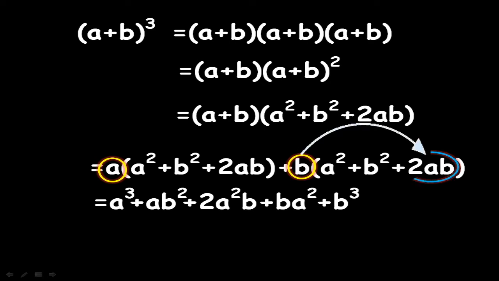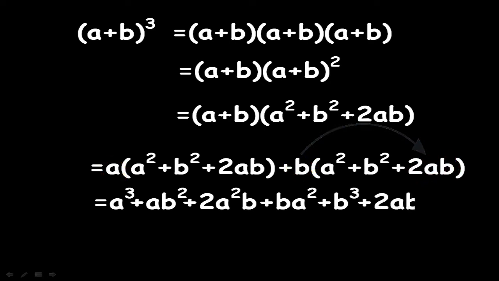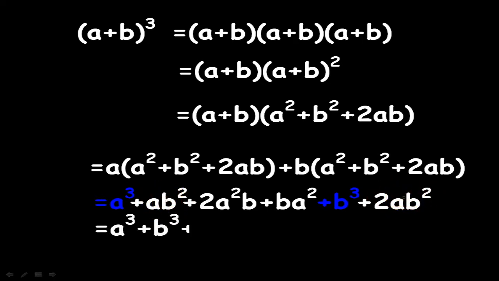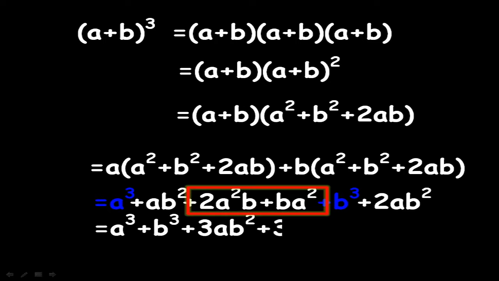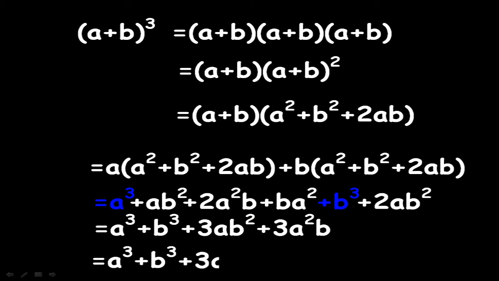Next we observe like terms, which are a square b and ab square. First we write cube of two terms, which is a cube plus b cube, then 3 times a square b and 3 times ab square. Let's move to the visual proof.